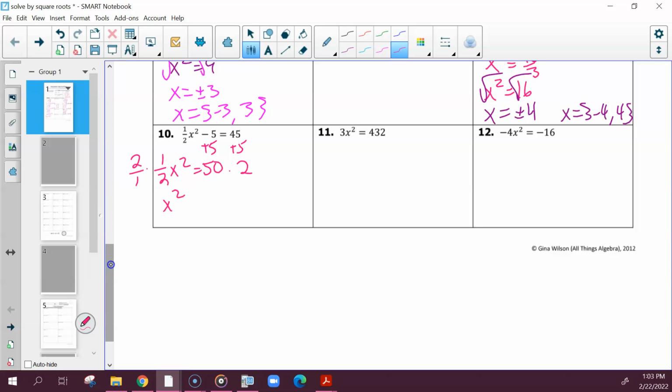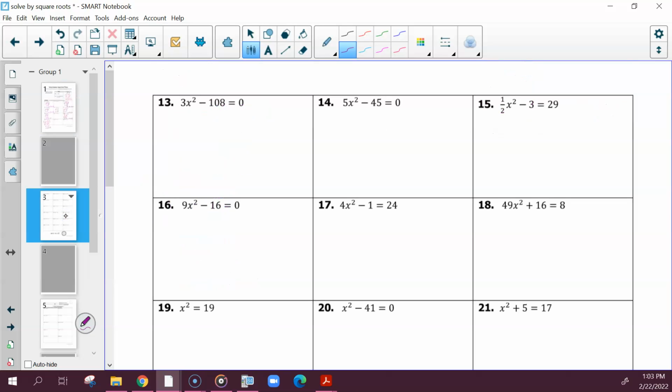So we have x squared equals 100. 100 is one of our perfect squares, so we can take the square root of both sides, and then we get plus or minus 10, or x equals negative 10 and positive 10. I know I keep saying these are perfect squares, and you're probably thinking, what happens if we don't have a perfect square? We will get to some examples, don't you worry. All right, moving on.